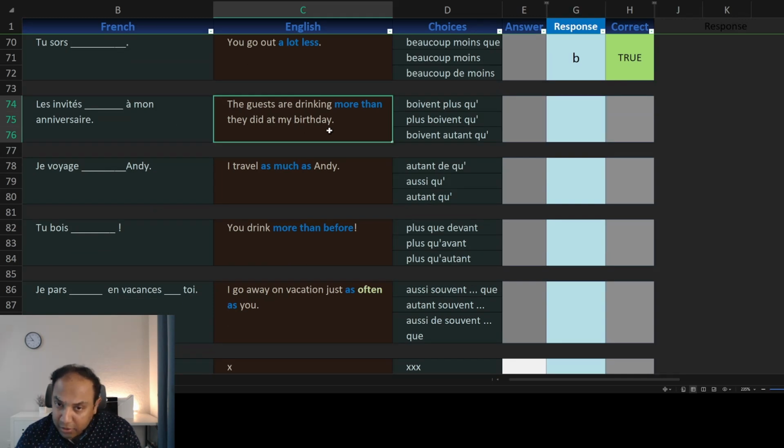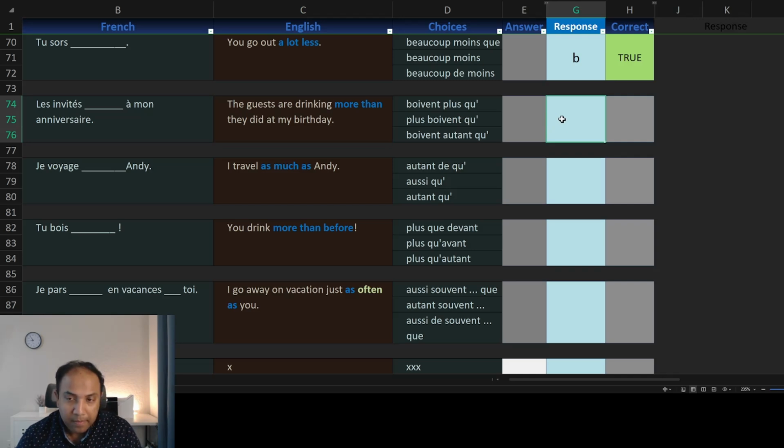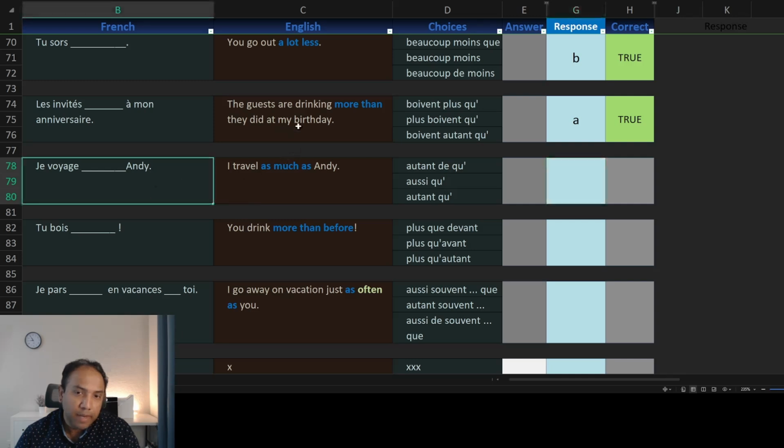Now, the guests are drinking more than they did at my birthday. Les invités boivent plus que. A, plus... no, plus autant que. Boivent autant que. No, it's more. So it's going to be one of the first two. So A is my answer, and that is correct. Boivent plus que à mon anniversaire. So the guests are drinking more than they did at my birthday. All right, so different party. In this party, they're drinking more. Boivent plus que.